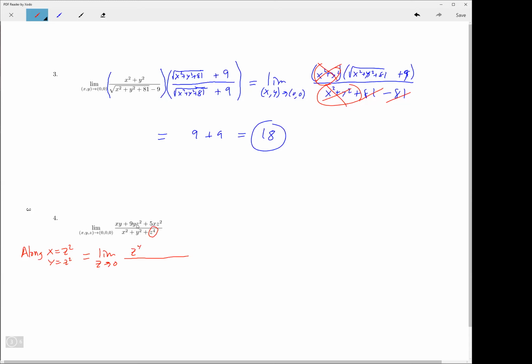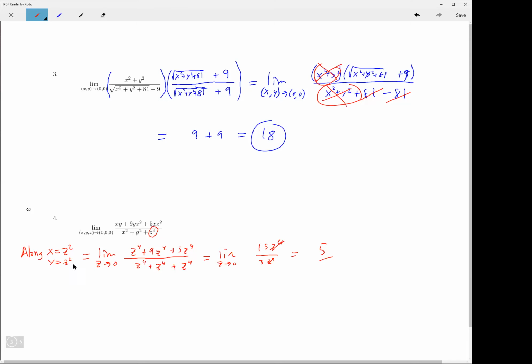So this is z to the 4th. This is 9z to the 4th. And x is z squared, so that's 5z to the 4th. And then these are also z to the 4th as well. So in the numerator we have 15z to the 4th over 3z to the 4th, and the z to the 4th is going to cancel, and we just get a 5 as the limit, right? But again, this is along a certain path.